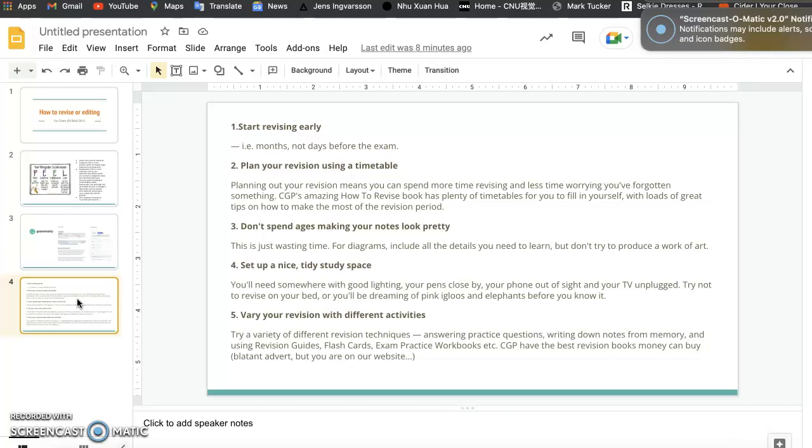And finally, you should vary your revision with different activities. It is about answering practice questions, writing notes from memory, and using revision guides and flashcards. So you need to choose the best method for your specific type of learning. And that's all I want to say about this topic.